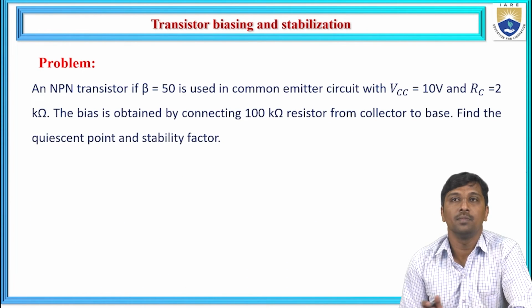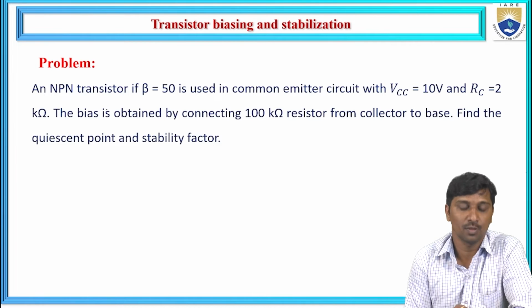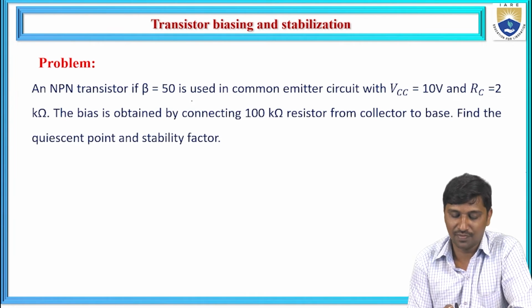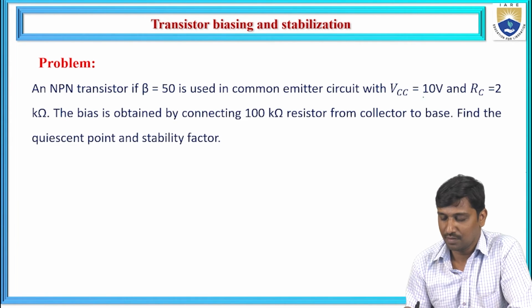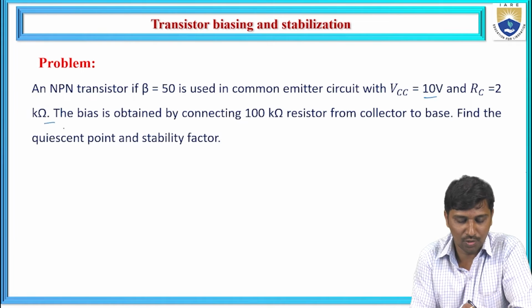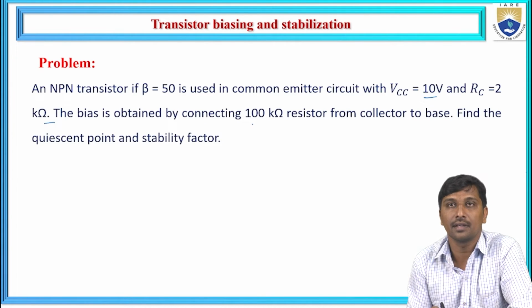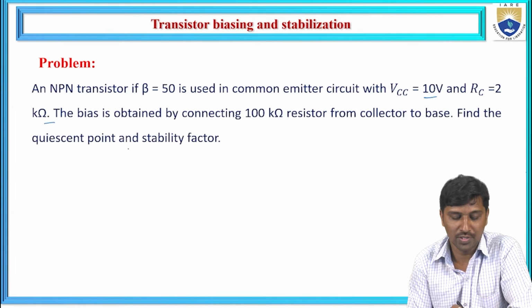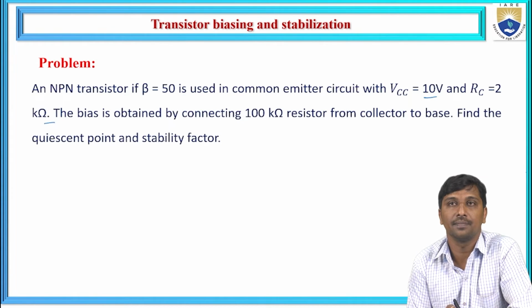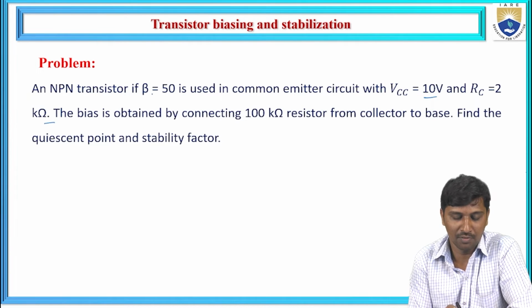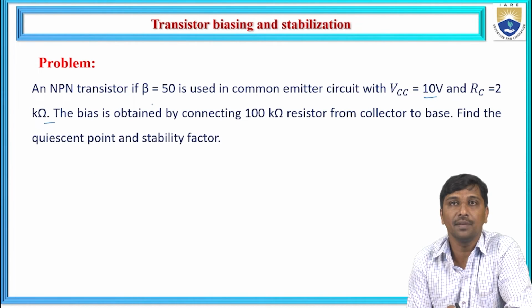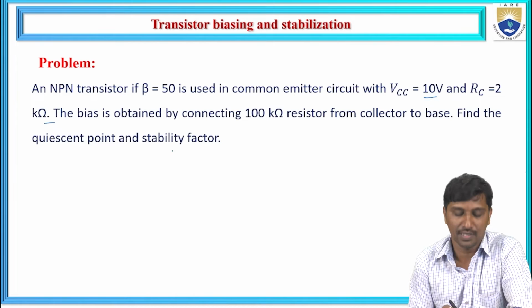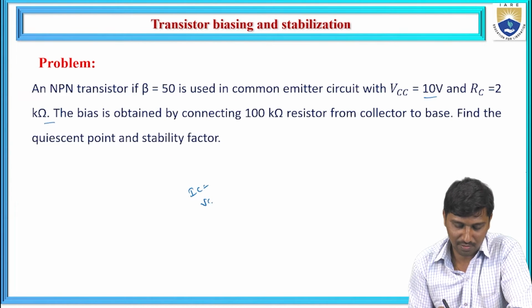Then another problem, which looks like what we discussed in the previous problem. An NPN transistor, with beta 50, is in a common emitter circuit. VCC is 10 volts and RC is 2 kilo ohms, and the bias is obtained by connecting a 100 kilo ohms resistor from the collector to base. Then find the quiescent point and stability factor. So it also looks like the previous problem, but the beta value for this case is 50. Then we need to find the same IC value, VCE parameter and the stability factor.